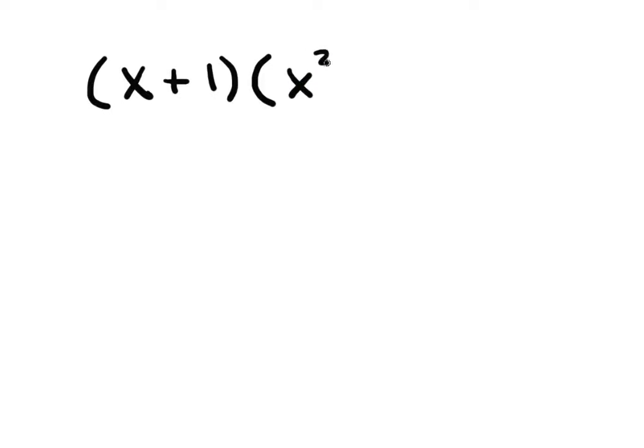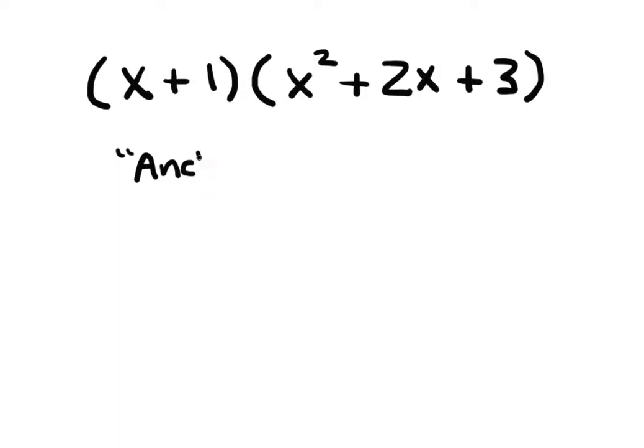Let's try an x squared plus 2x plus 3. What I want to do, when I multiply polynomials like this, is choose the shortest polynomial, which is obviously this one because it has two terms. I want to choose the shortest polynomial and make it my anchor. So when I think of multiplying, I think of what's called the anchor method.